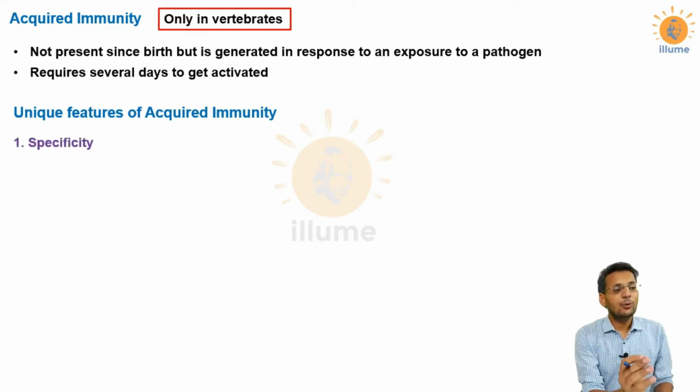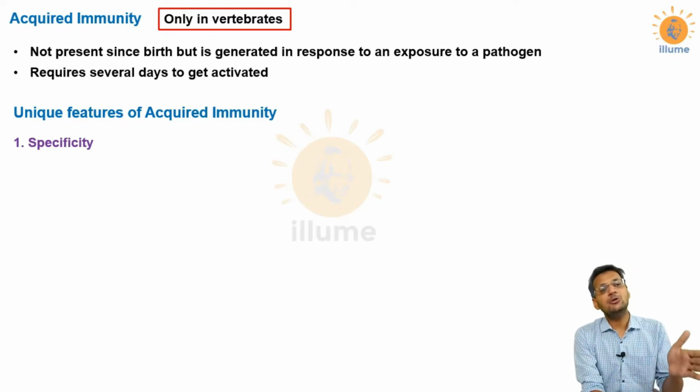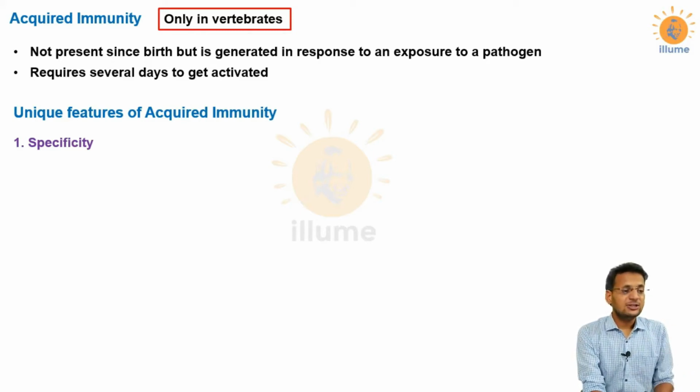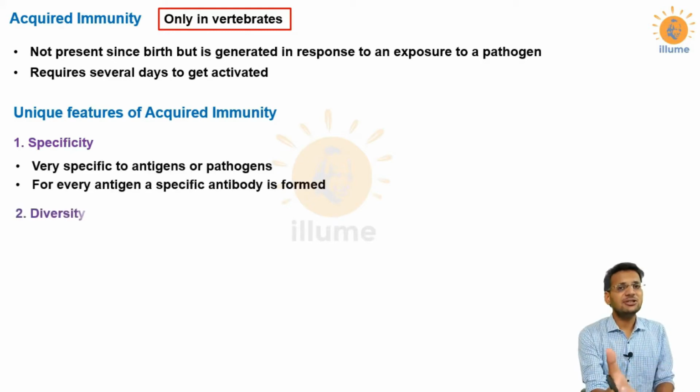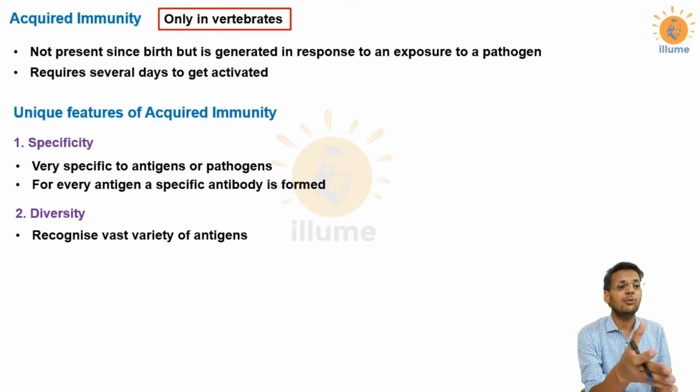Specificity means that the products of acquired immunity are very specific. Like antibodies are very specific to an antigen. An antibody produced against the antigens of Mycobacterium tuberculosis, a bacteria that causes TB, will not act against the antigens of some other bacteria. So they are highly specific. The next is diversity. Diversity means there is a vast number of antigens or pathogens against which your body can produce acquired immunity. That is, acquired immunity recognizes a vast variety of antigens.